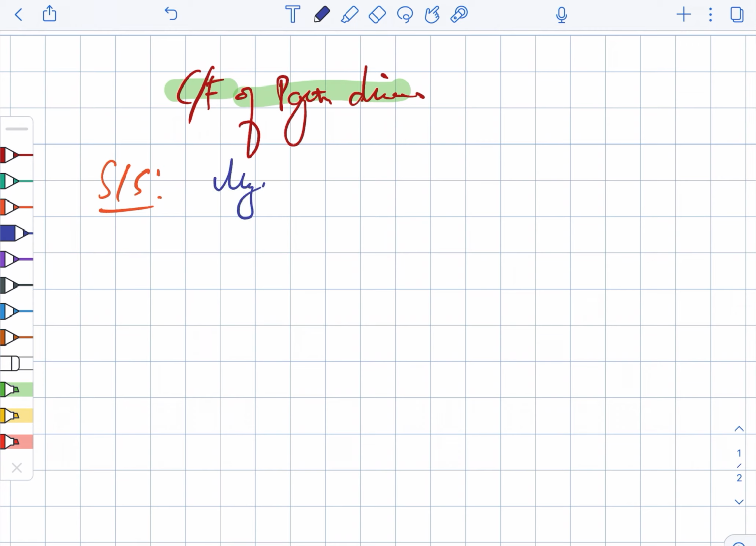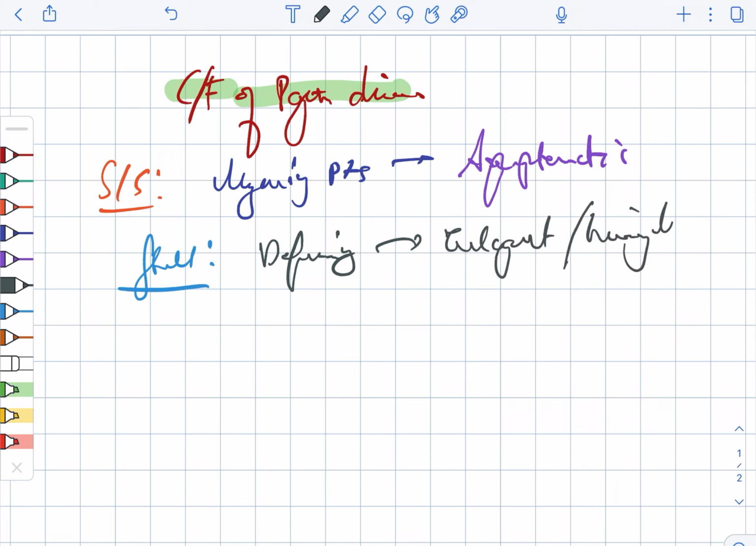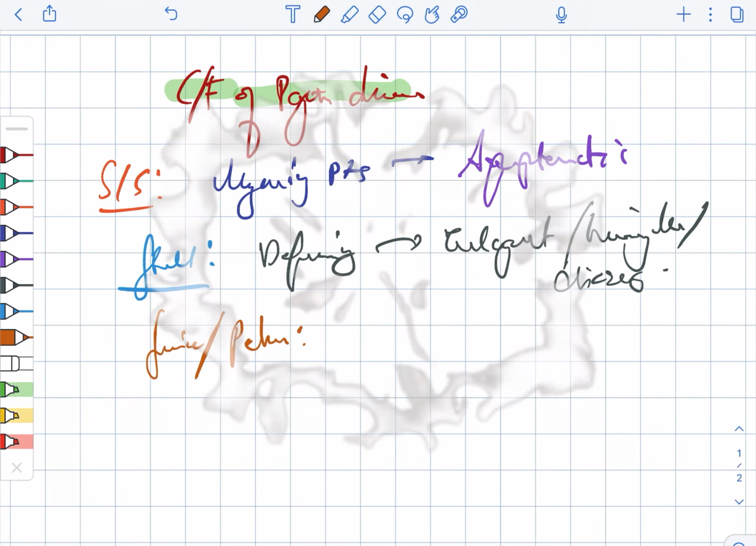Clinical features of Paget's disease. So here are the signs and symptoms. It includes that the majority of patients are asymptomatic. Looking at the skull, there is deformity. This is with the enlargement, hearing loss, as well as presence of dizziness. This is with respect to the skull.